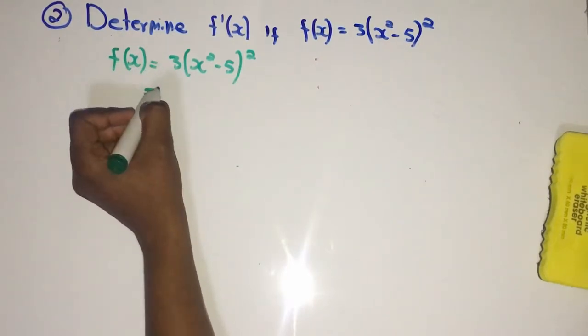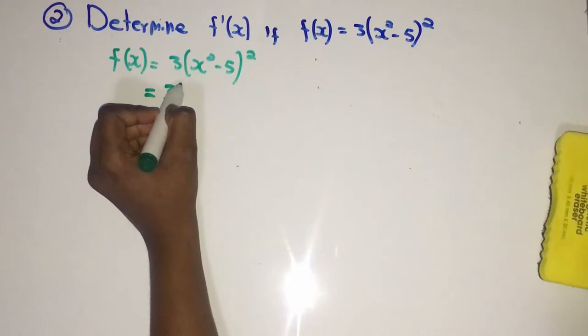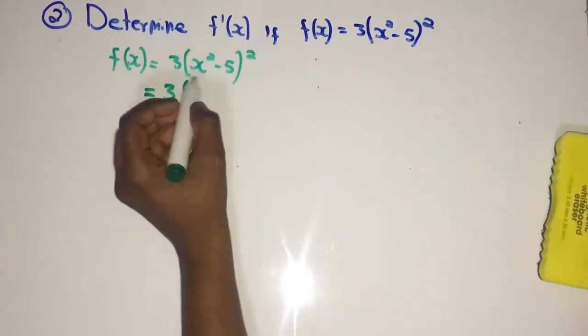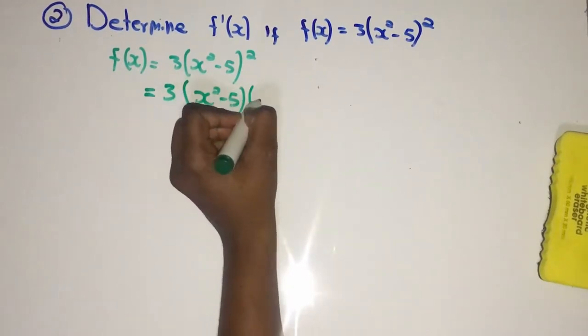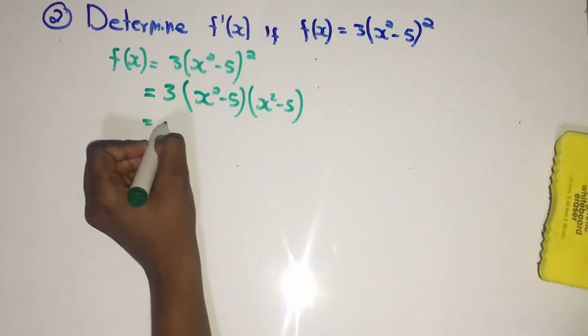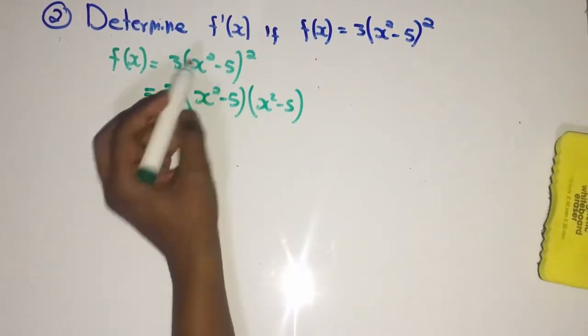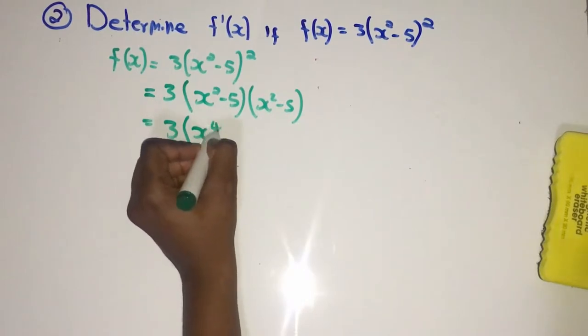So this is 3, and since it is squared, I'll write two brackets: x squared minus 5 into x squared minus 5. Okay, so that gets 3, and then I'll multiply out. So x squared by x squared gives x to the 4.